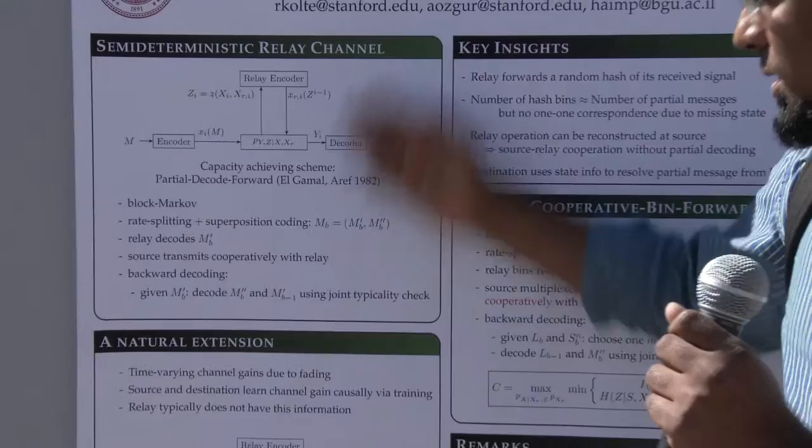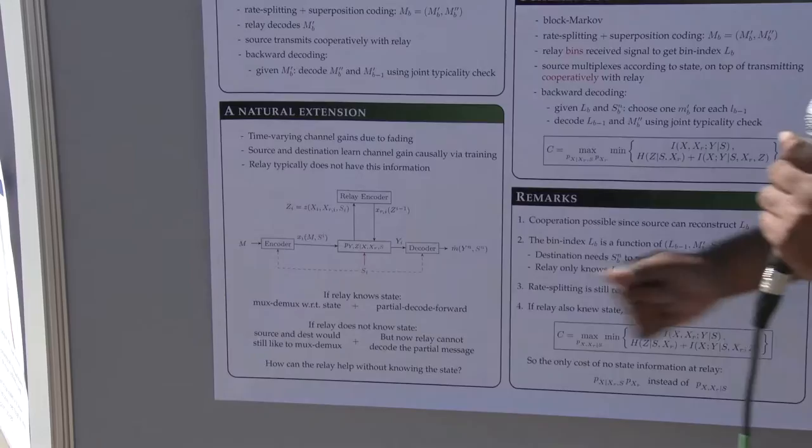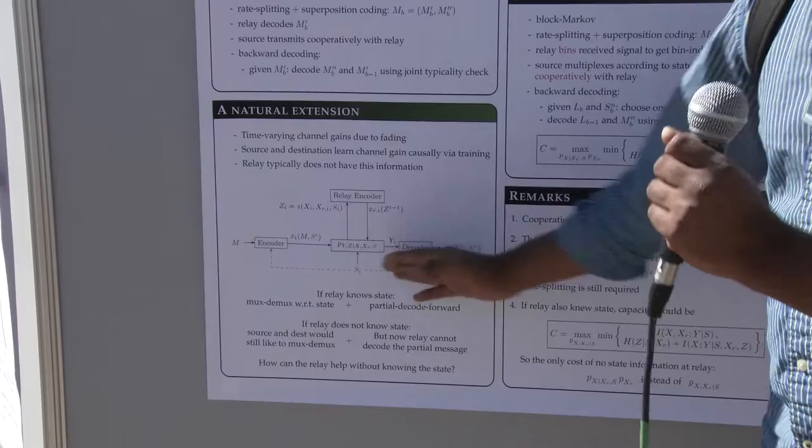Now consider this next simple extension. Here, I have added a state in the channel. Think of it as the channel gain between the source and the destination. The source and the destination in practice can typically learn it by some pilot symbols, but this information need not be available at the relay. In this case, can we still achieve the capacity?